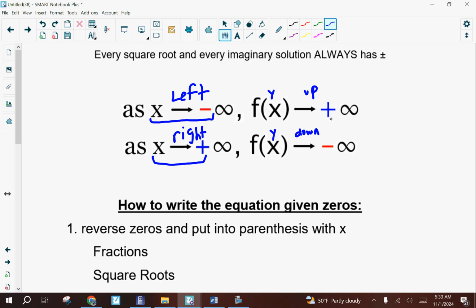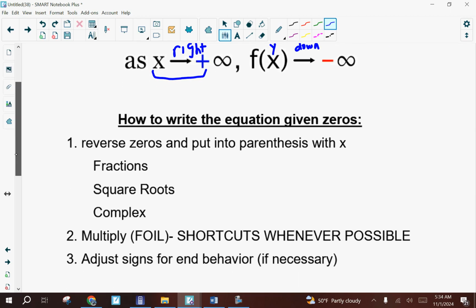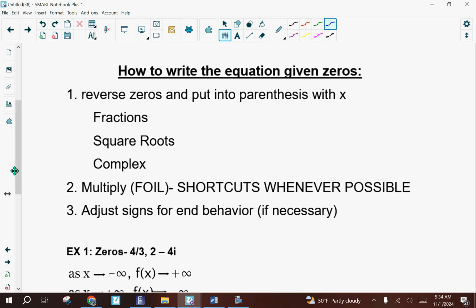Now, one of the things I was trying to stress in the last set of notes, in 5C notes, is that every square root and every imaginary solution always has a plus or minus. So if they don't give it to you, it's your job to add that extra one in. So here's how you write an equation if they give you the answers. So you guys already know you just reverse the zeros and you put it in parentheses.